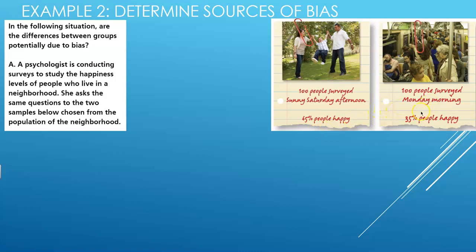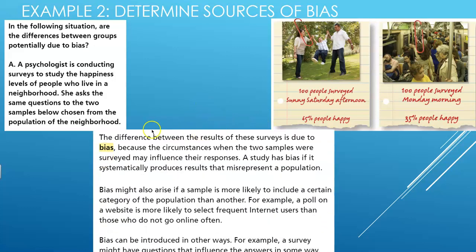Then she went out again. 100 people were surveyed on a Monday morning, and only 35% were happy. So the difference between the results of these surveys, it's due to what we call bias. Because the circumstances when the 2 samples were surveyed could influence their response. I would tend to be happier on a sunny Saturday afternoon than maybe on a Monday morning when I'm getting ready for work.